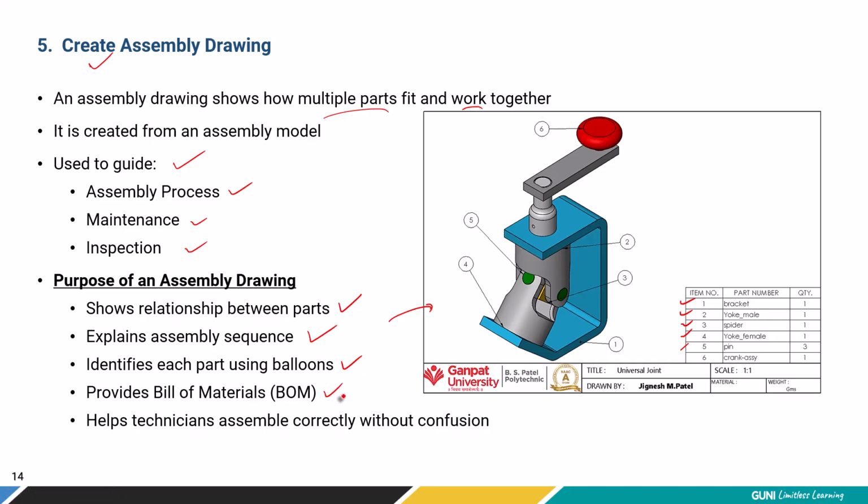From the bill of material we can find overall information regarding various parts, their quantities, their names and how they are fit together. So overall it helps the technician to assemble the parts correctly without confusion. So this is the purpose of assembly drawing.